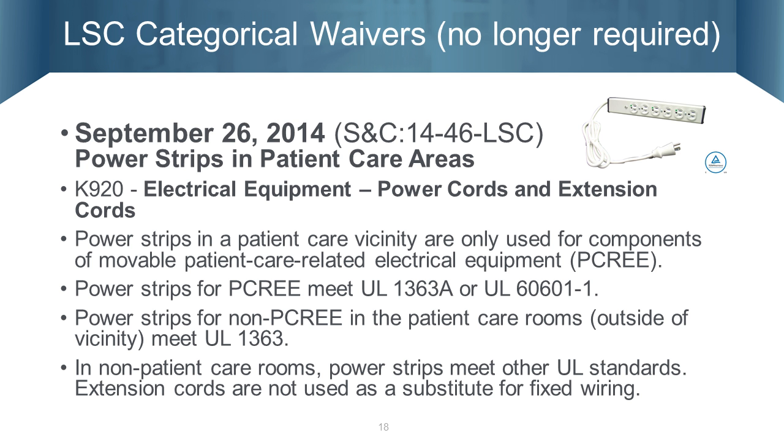Now, the last bullet is one to be aware of, that in non-patient care rooms, power strips meet other UL standards. So in other words, they don't have to be that UL 60601 or 1363. They can be anything that's a UL listed power strip, and I guarantee you that under the nurse's station or under desks at hospitals throughout the hospital, IT has put in power strips that were not any one of these power strips. As long as it's a UL listed power strip, it's okay. So that's a huge benefit for us moving forward.